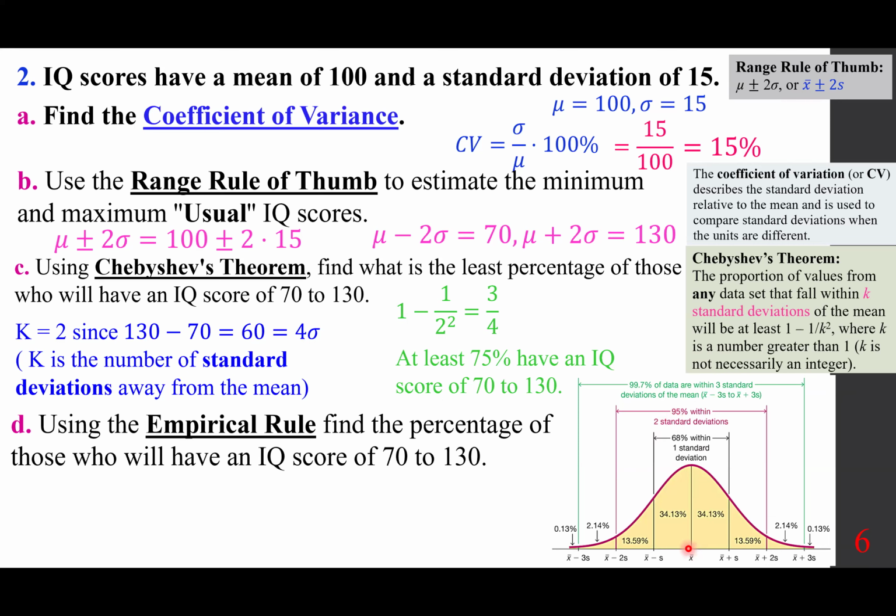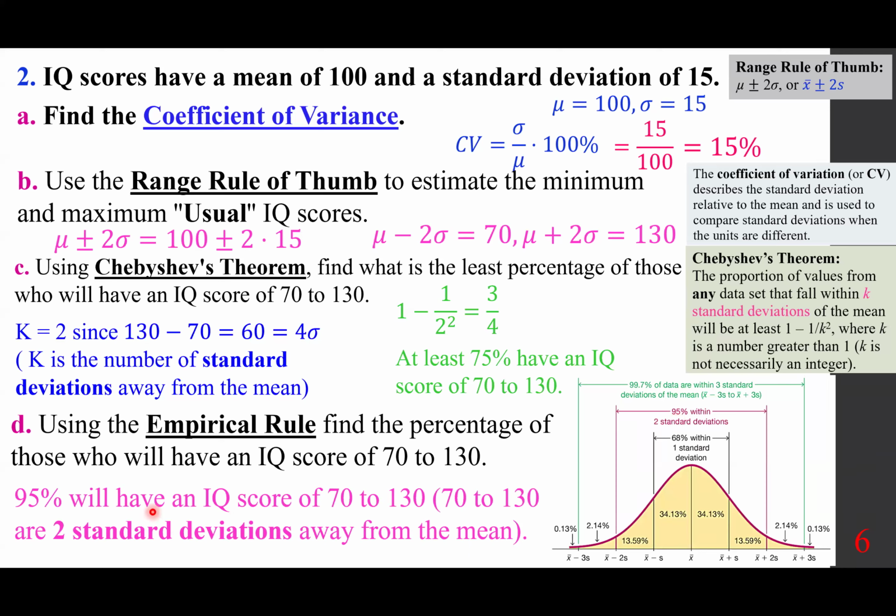And from the mean, if you go 3 standard deviations to the left, 3 standard deviations to the right, you cover almost everything, 99.7%. We need to know those 3 numbers. And in this case, we know from 70 to 130 is 2 standard deviations away. The answer is 95%. So 95% will have an IQ score of 70 to 130. 70 to 130 are 2 standard deviations away from them.